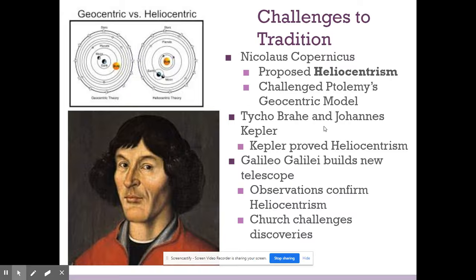Tycho Brahe and Johannes Kepler, they go on to make mathematic equations that prove heliocentrism. Eventually, Galileo Galilei builds a new telescope that then proves it even further. But the church challenges these discoveries. Remember, the Catholic Church does not want those challenges to tradition. They challenge those discoveries, but eventually, because of the printing press, because of this new interest in science, kings and queens getting interested in it, these ideas begin to spread, and they further erode the power of the church and the power of tradition.